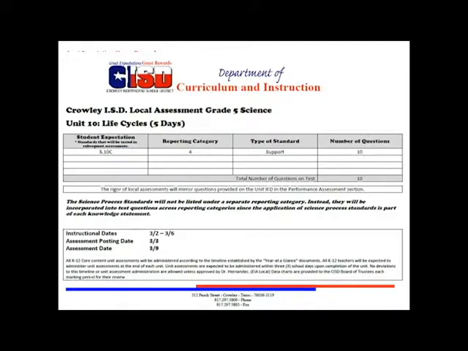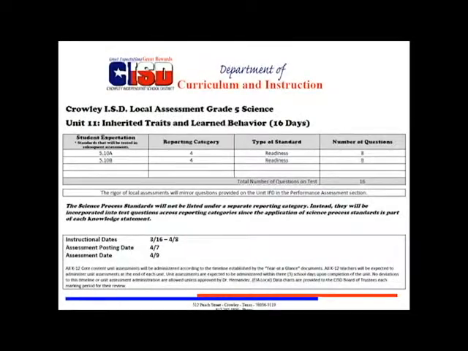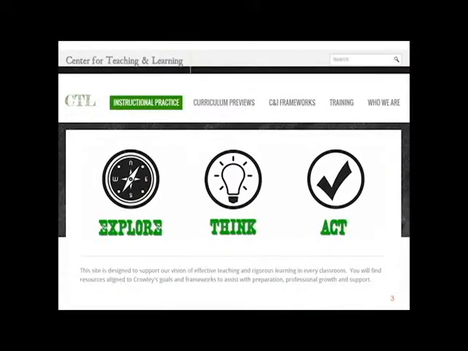Please take a moment at this time to review the Unit 11 Local Assessment Blueprint. For today's PLC purpose, teachers will need access to the Crowley Center for Teaching and Learning, also known as the CTL.